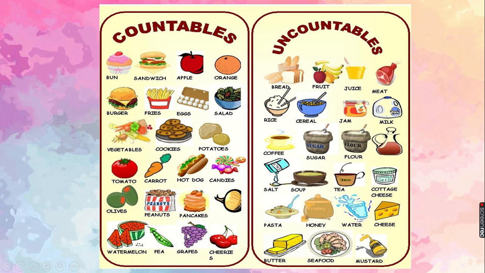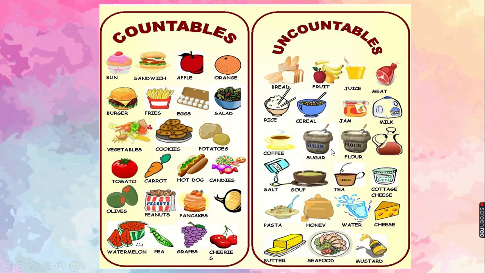These are count nouns. The ones here, that's why it's called countables. Like bun, we can say buns. Sandwich, sandwiches. It has plural form. Apple, apples. Orange, oranges. Burger, burgers. Fries. Eggs. Salad. Okay, so for this one, it's supposed to be here. So this one right here is not right. So we can say bowl of salad. So salad should be here. Vegetables, cookies, potatoes. And for non-count nouns, these are all non-count nouns.